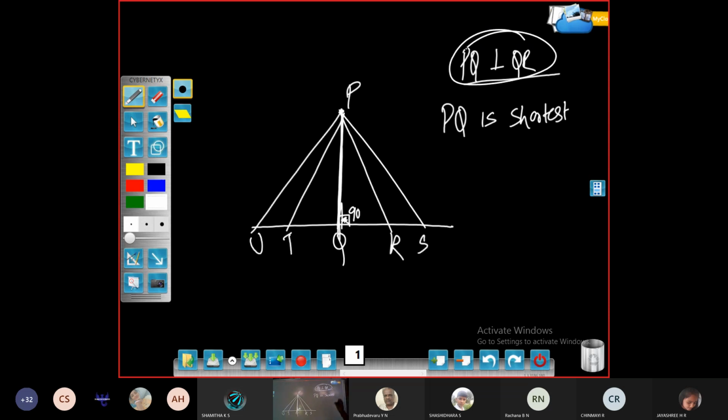So PQ is the shortest. PQ is shortest means the side opposite to the 90 degree angle, PR, must be greater. It is the longest one, because you have already proved that the hypotenuse is the longest side. We have proved it in one question. Hypotenuse is the longest side because it is the side opposite to 90 degree.